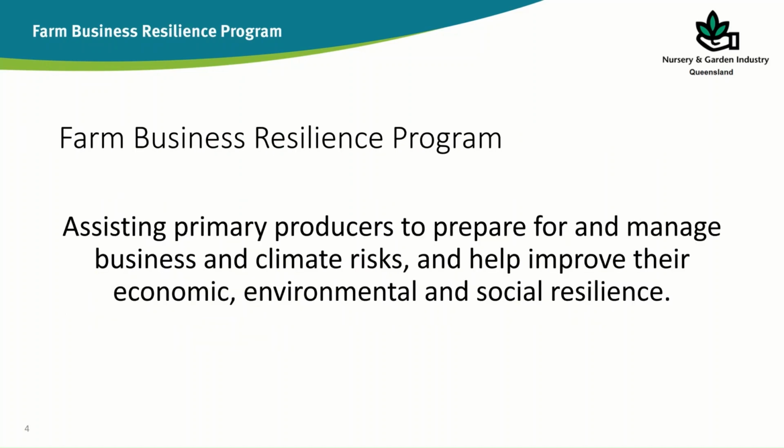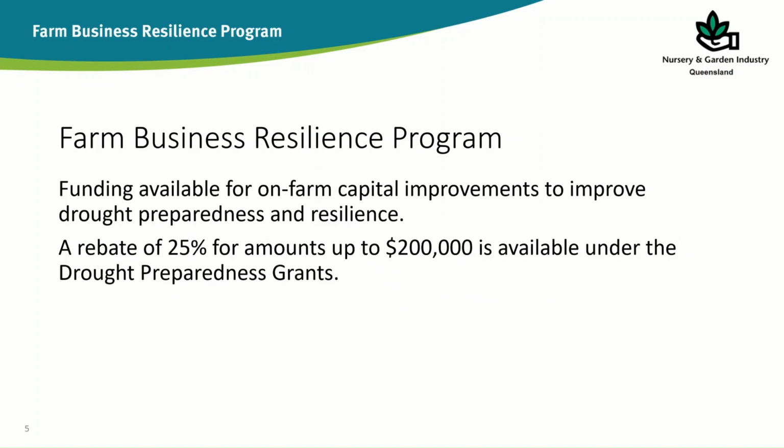The Farm Business Resilience Program aims to build the strategic management capacity of primary producers to prepare for and manage business and climate risks. This will help producers improve their economic, environmental and social resilience. Funding is being made available under the drought preparedness grants for on-farm capital improvements to improve drought preparedness and resilience, with a rebate of 25% for amounts spent up to $200,000.